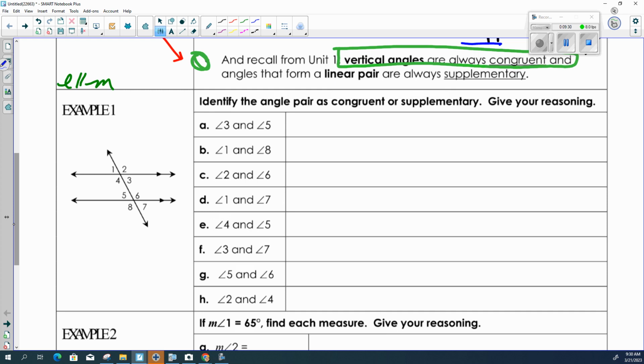Okay, let's do some examples. Oh, no. Maybe there's another day. Okay, where did I get to?